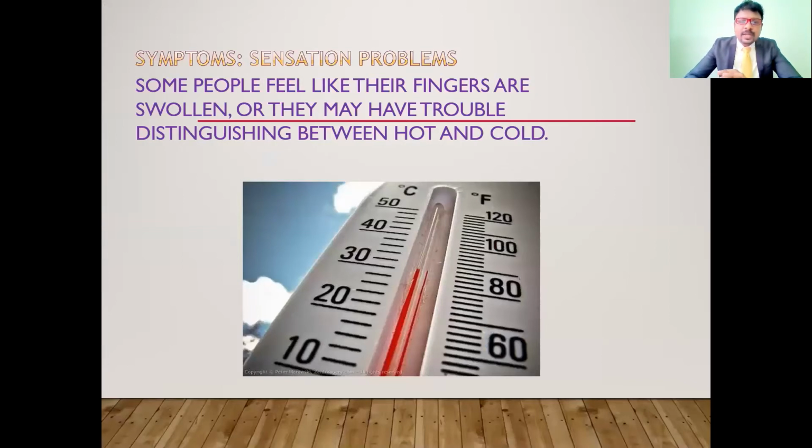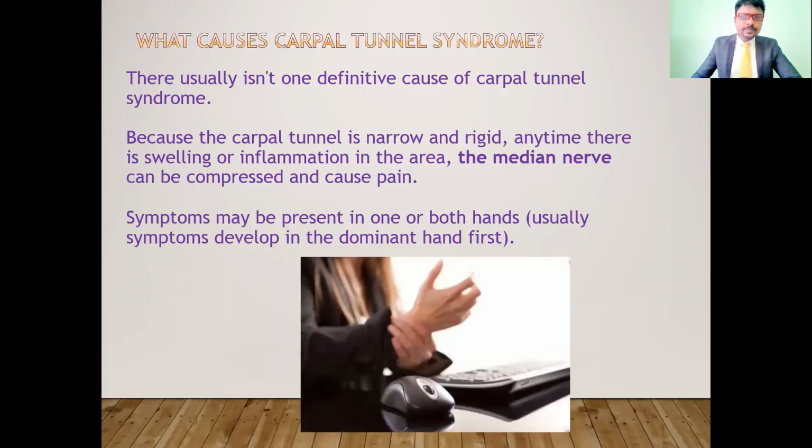Other symptoms: some people feel like their fingers are swollen, or they may have trouble distinguishing between hot and cold. Because of inflammation of these structures, especially in pregnant people or people with hyperthyroidism, there may be a chance of this type of complication. If anybody gets injury to the median nerve, sometimes they are unable to differentiate which one is hot and which one is cold. They may lose sensation because of the compression of the median nerve.